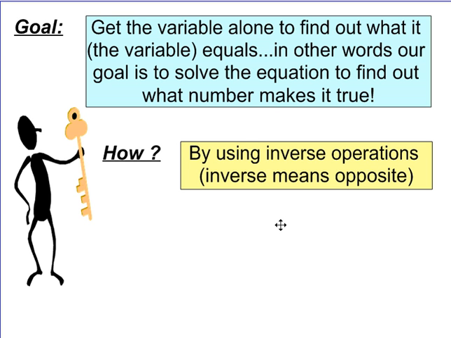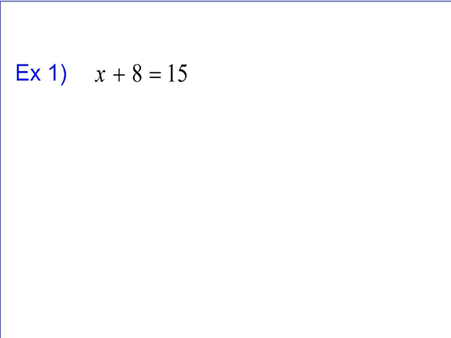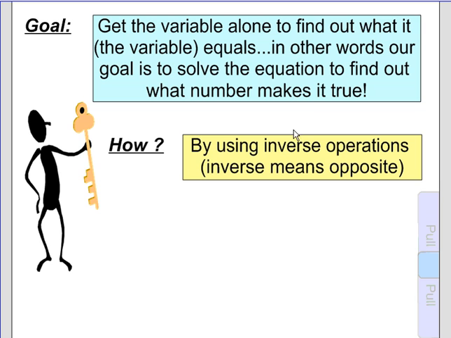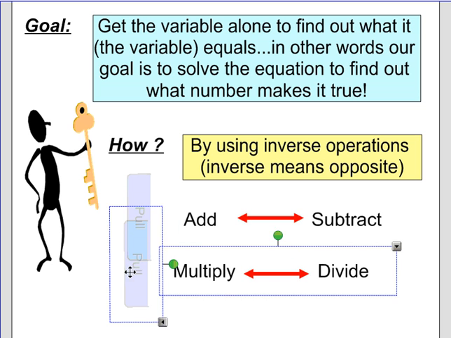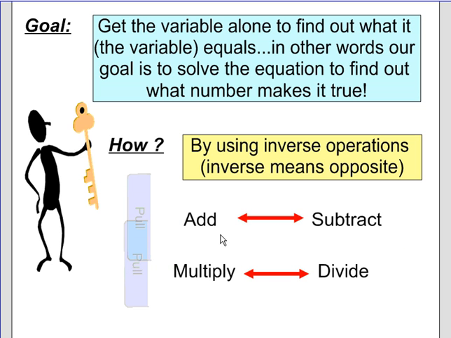And by inverse, we mean opposite, and operations will have four choices, right? Adding, subtracting, multiplying, and dividing. Some of them are opposite of each other. Adding is opposite of subtracting, and multiplying is opposite of dividing. So as long as we remember what the opposite one is, we're just basically undoing the equation to get down to the bottom of what's going on.